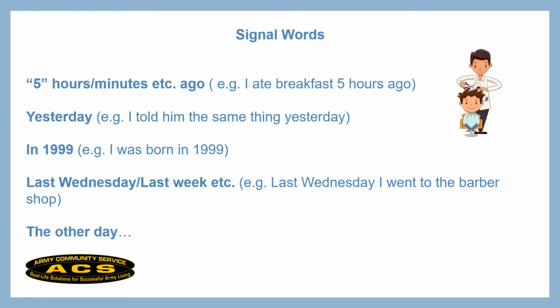Sometimes there are signal words that can help us to determine if this is the simple past tense that's being used at that moment. So for example, if I say something with ago, like 5 hours ago or 5 minutes ago. For example, I ate breakfast 5 hours ago. So I ate would be my simple past tense. Ago is my signal word here. Or yesterday. I told him the same thing yesterday. So I'm using simple past here.